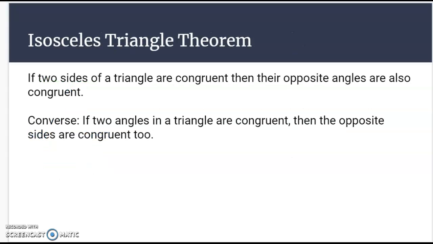The isosceles triangle theorem says that if two sides of a triangle are congruent, the opposite angles are also congruent. The converse is that if two angles in a triangle are congruent, then the sides opposite those angles are congruent as well. In other words, two of the same angles, two of the same sides.